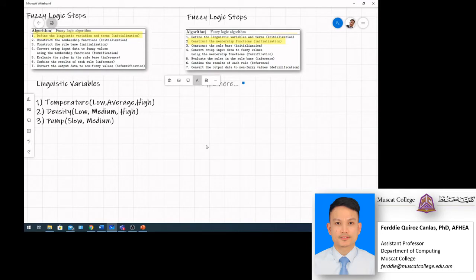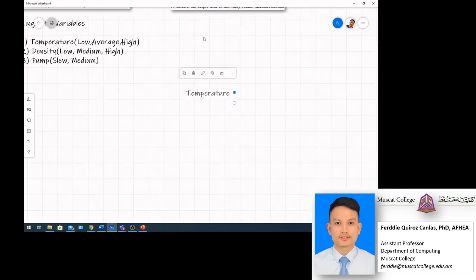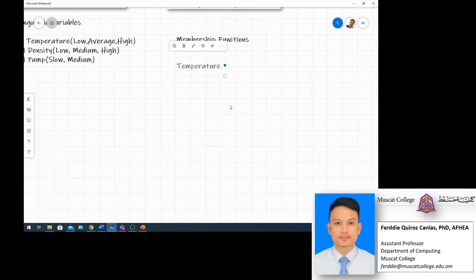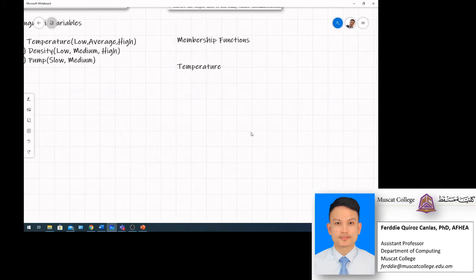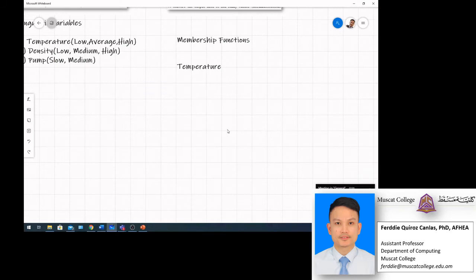Let's begin first with temperature. Okay. So the membership function. Let me just write in here on the top. Membership functions. Let me begin first with temperature. So temperature has ranges from 0 to 50, right? So meaning we can divide the plane into 10. 10, 20, 30, 40, 50. So we can do that. Okay, let's begin. So we could have 10, 20, 30, up to 50.